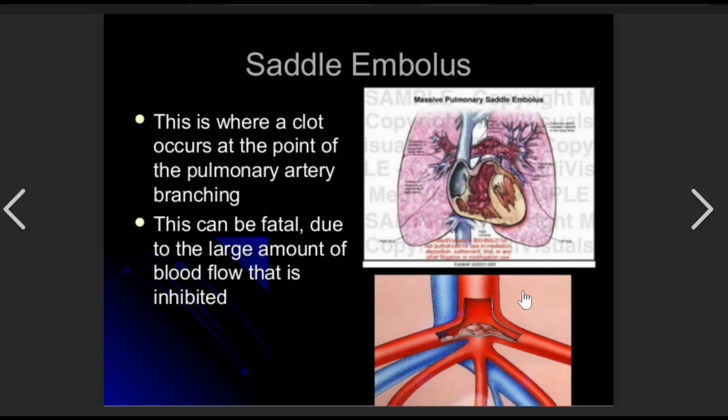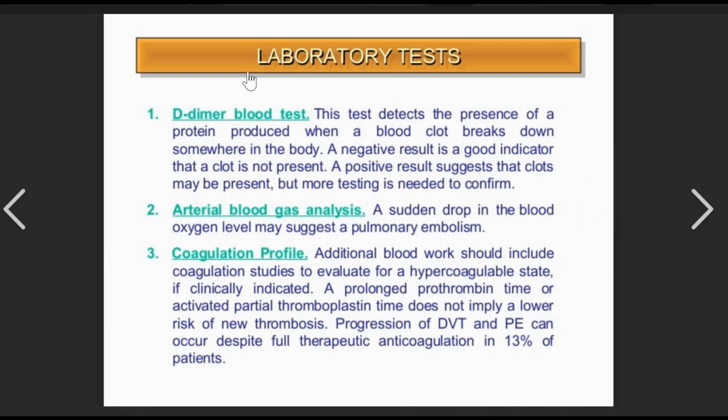How can you diagnose PE? Sometimes PE is misdiagnosed or difficult to diagnose because the signs and symptoms associated with PE are also seen in other conditions. But some of the blood tests done in PE include D-dimer. What is D-dimer? It is a protein produced when a blood clot is formed and breaks down in the body. The normal level is less than 500. So a negative result, less than 500, means a clot is not present.